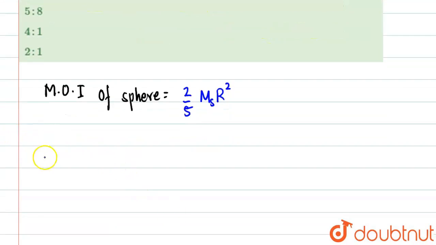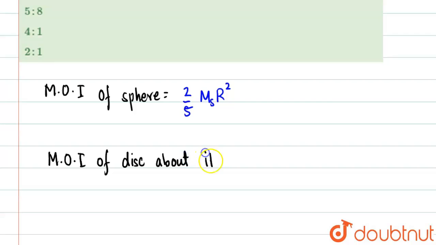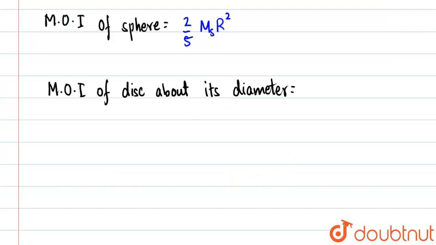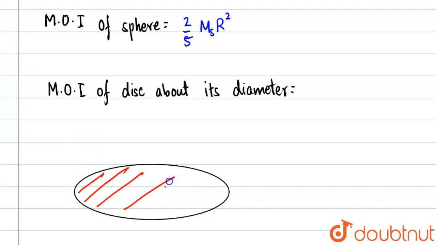And now we will take the moment of inertia of the disk about its diameter. About its diameter, this is a very important thing given. If we draw a disk, let's suppose this is the disk, a solid disk.